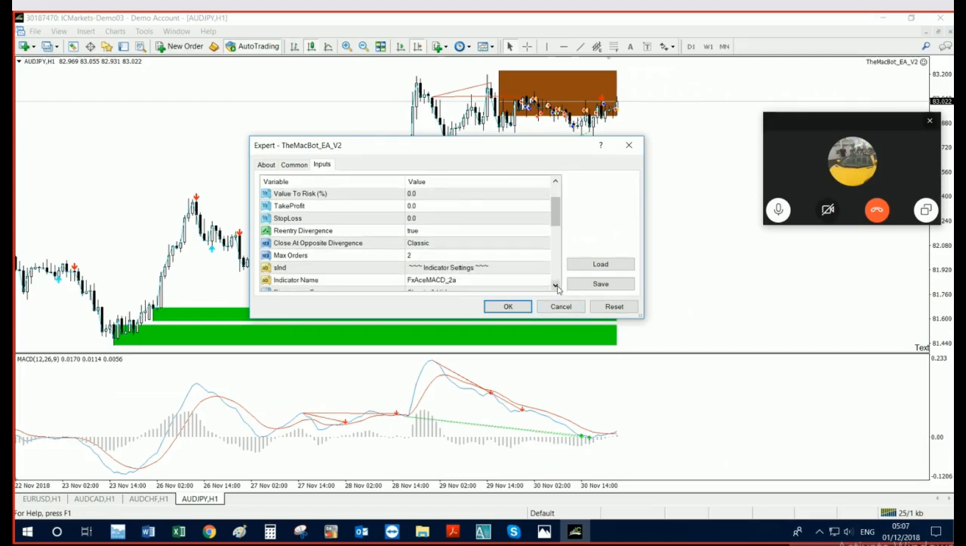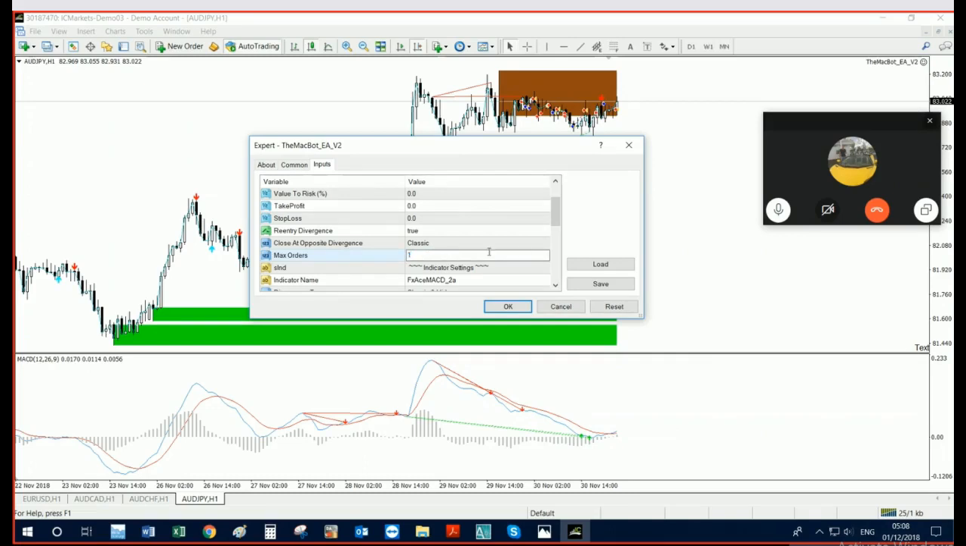Now, you see, every time you're putting on a trade, you're going to have to measure the risk. We'll go over this, but you're going to have to put in the risk reward for the zones and stuff. Okay. And take profit and stop loss. Max orders. You've got two there, so you can have two if you want, but just need to be careful of the risk on your account.